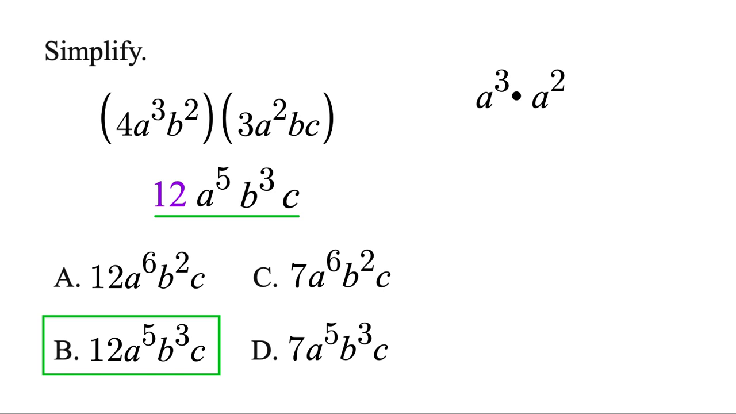But why did that work? Well, when you have a to the third times a squared, it's really 3 a's times 2 a's. So you really did have 5 a's there. So that's why adding the powers ends up working in that case.